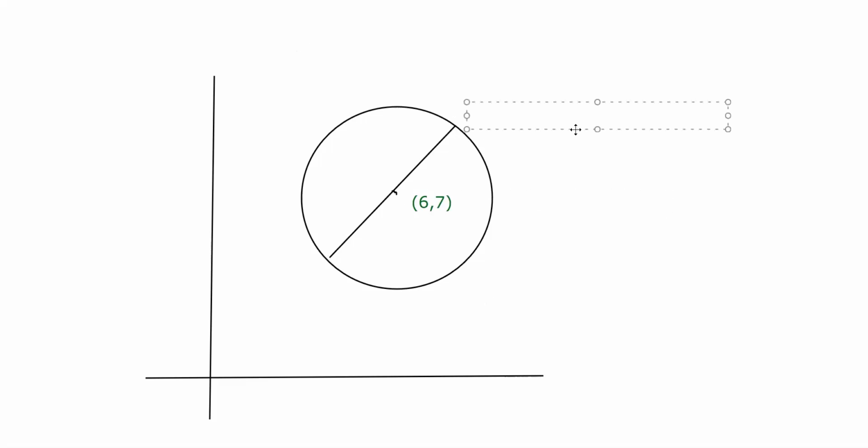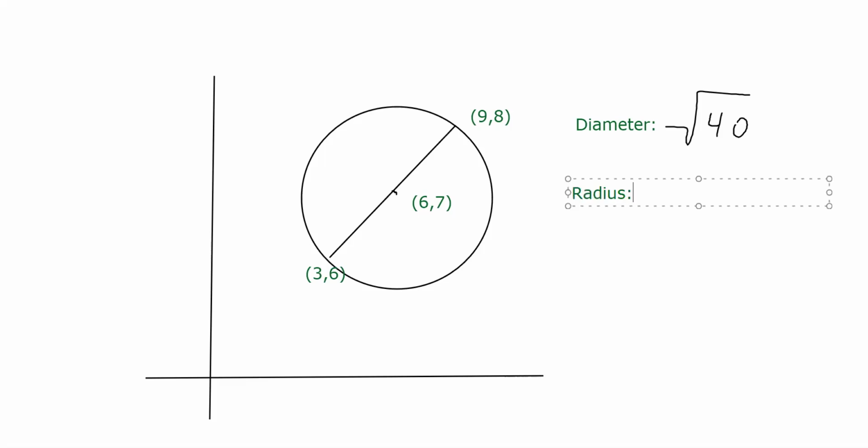It had coordinates 9, 8. And down here was 3, 6. So it's the center of 6, 7. And now it's going to have a diameter of the square root of 40. Well, you remember we wanted the radius. So the radius is just going to be the diameter cut in half.